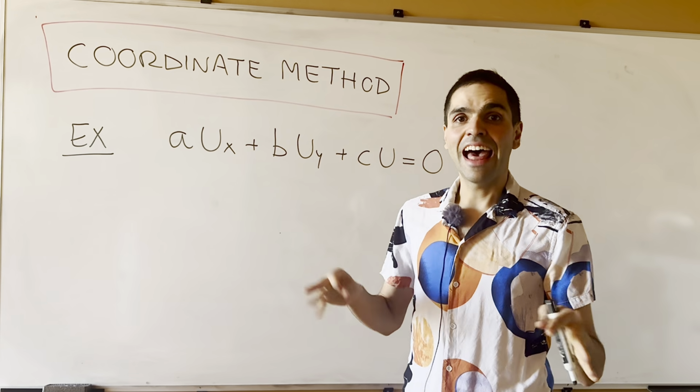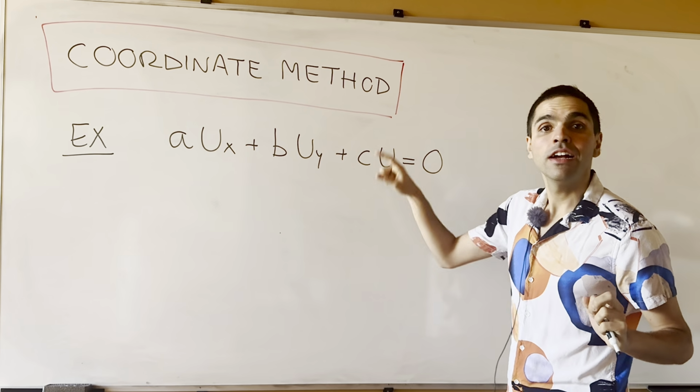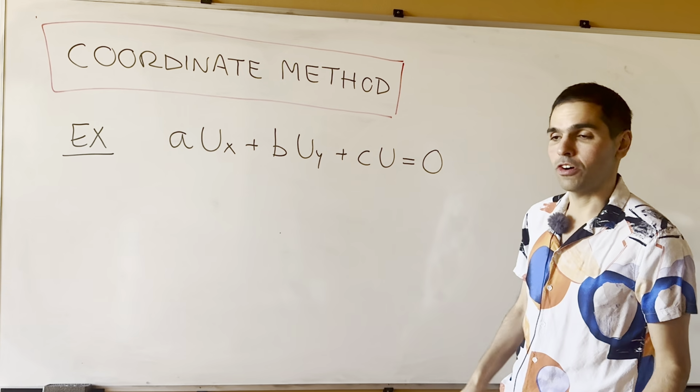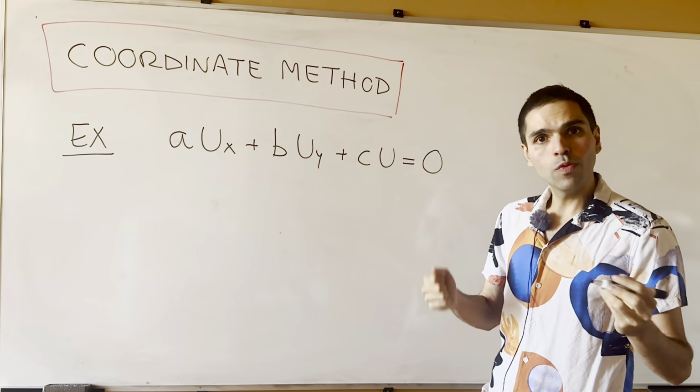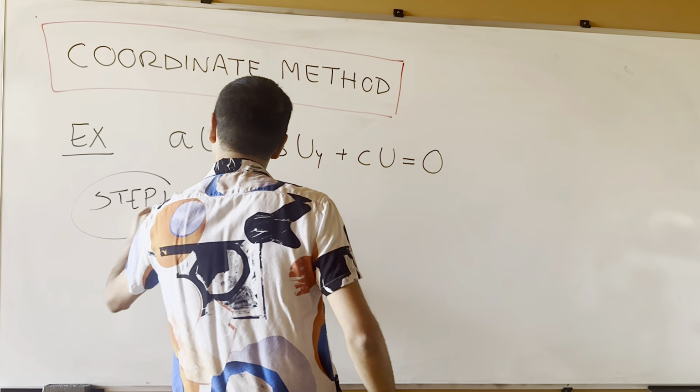Thanks for watching, and let's practice a little bit with the coordinate method. In particular, let's solve AU_X + BU_Y + CU = 0. So, first thing, we need to find our coordinates. So step 1, coordinates.